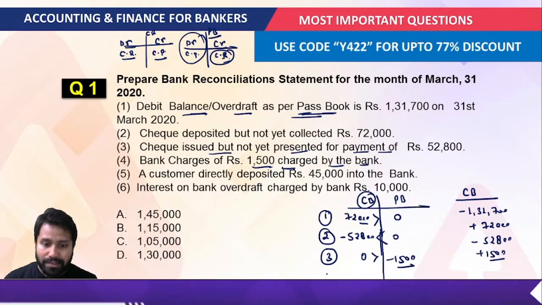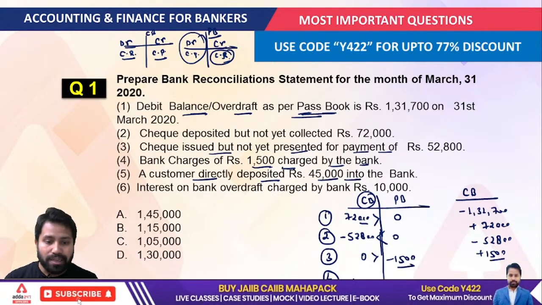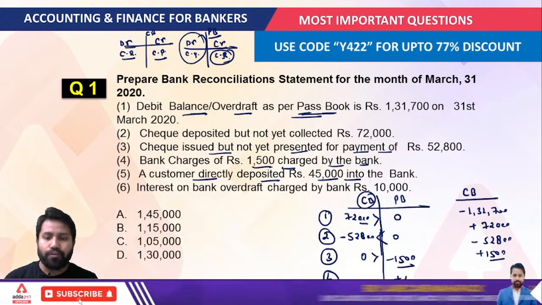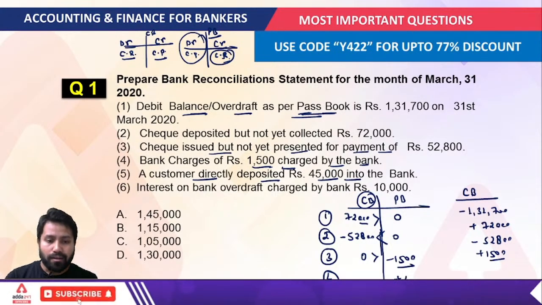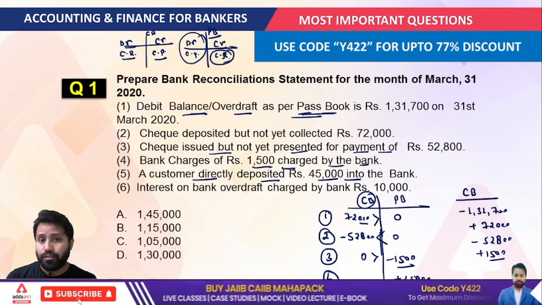Next condition: a customer directly deposited 45,000 into the bank. That means, like one of the debtors of the firm, directly deposited 45,000 rupees into the bank.